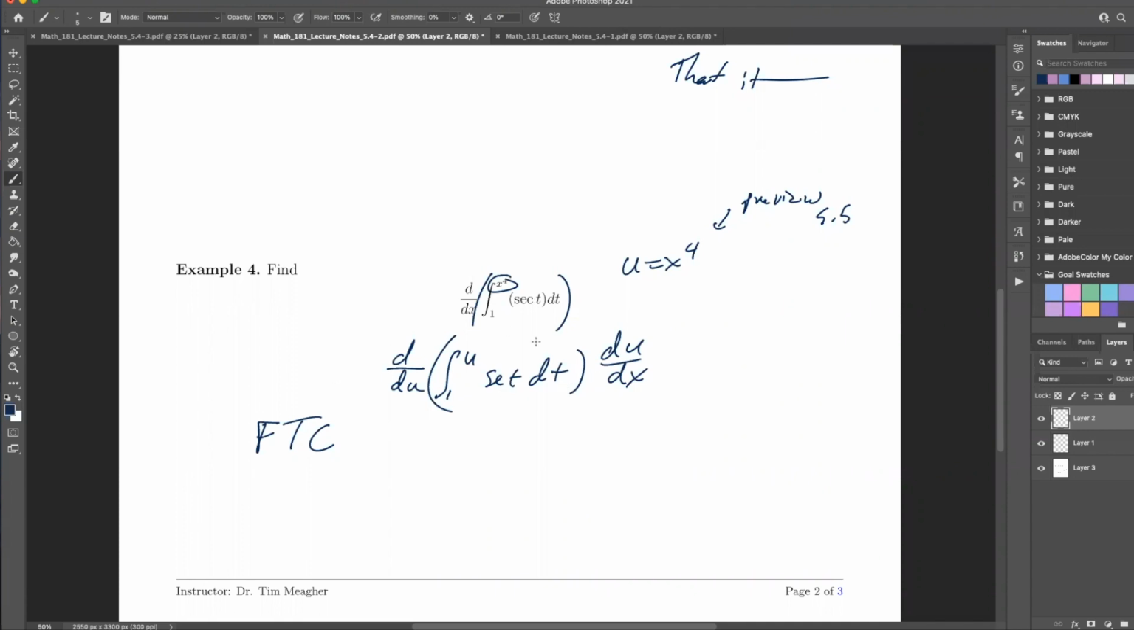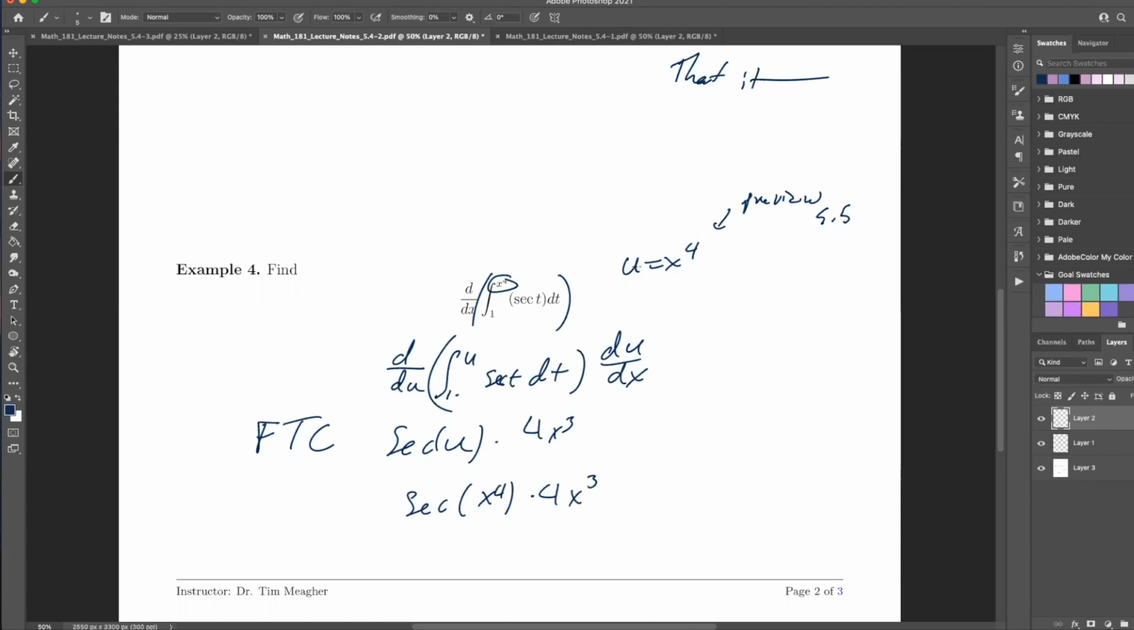So FTC allows us to figure out what this is. This is secant of u, right? This is secant. Oops, I forgot my little c here. This is secant of u. And then du dx, well, I take the derivative of this with respect to x. So x to the fourth with respect to x is 4x cubed. And then I just plug in what u is. And then here I'll have secant of x to the fourth times 4x cubed.